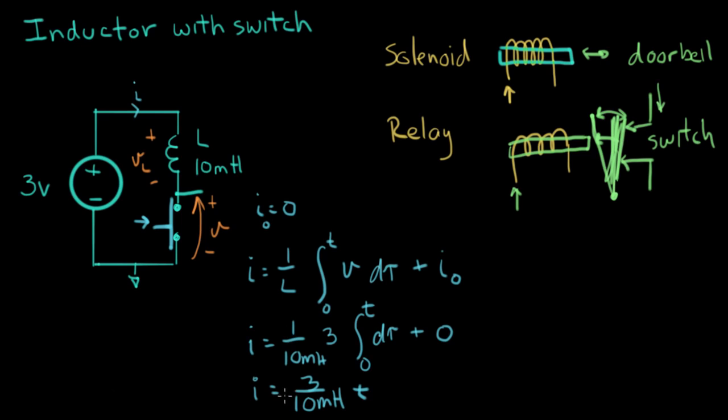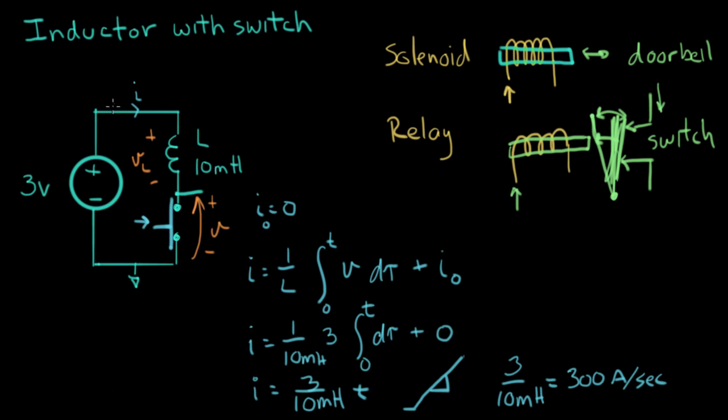So just like we had before with the switching power supply, we're going to get a current that has a ramp that looks like that. The slope of that is 3 over 10 millihenries, which equals 300 amps per second. Oh my goodness, this current is going up really fast. That's the slope of that current right there, and that's what it does.